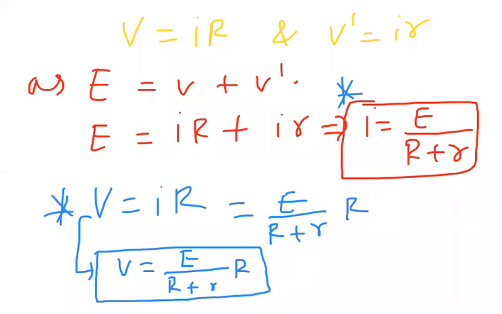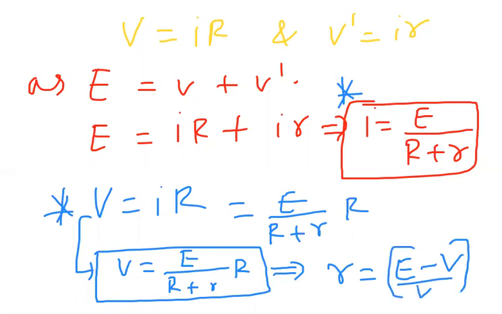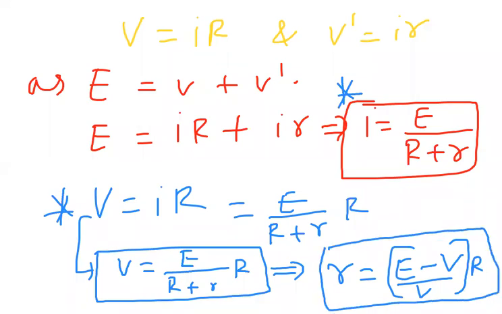If I shuffle the terms, I just cross multiply. Taking this term to this side, cross multiplying and simplifying, I can also write this as small r is equal to E minus V by V into capital R. Just cross multiply and simplify, and you will get this expression. You have to check how you got this. It is very simple: just cross multiply the terms and get the value of small r.